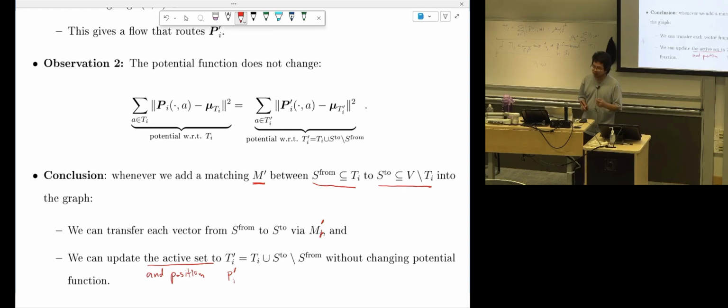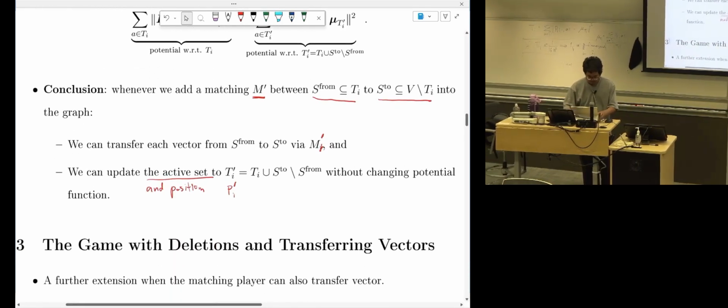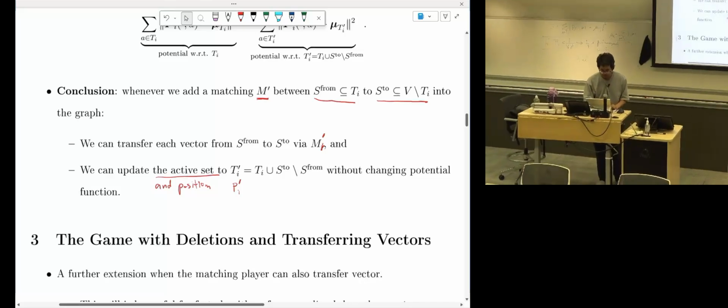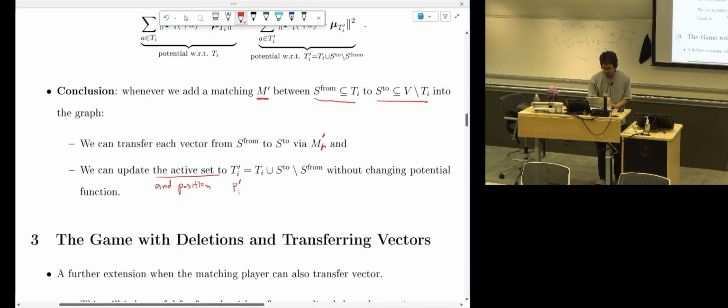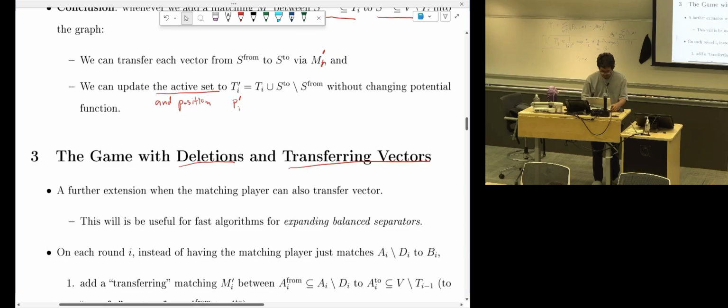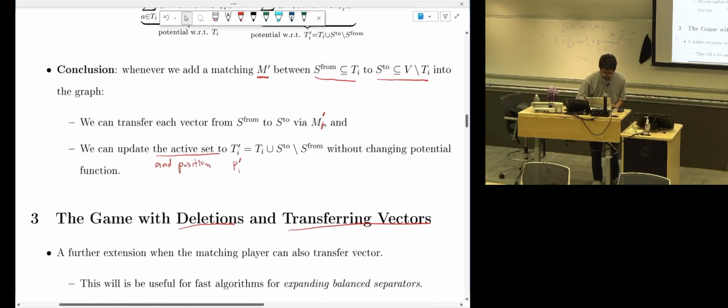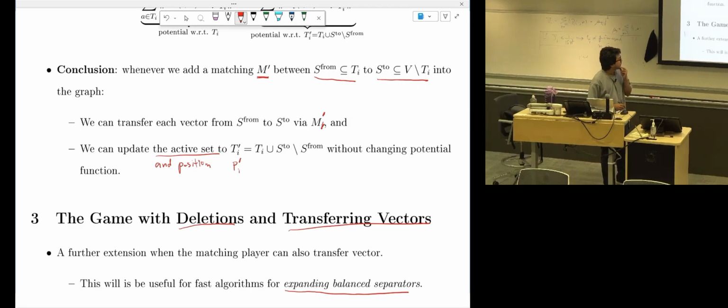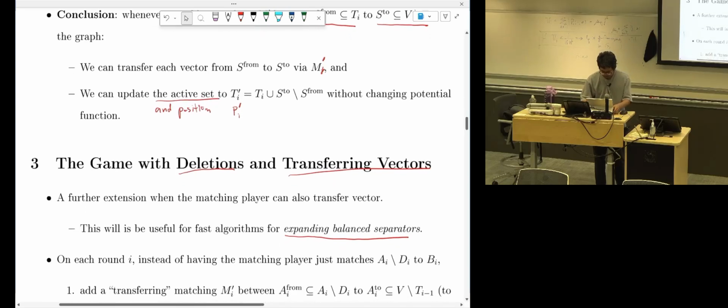Okay. So now I can define the game when you have both deletion and you can transfer the vectors. This is a version that is going to be useful when you find an expanding balanced separator. So imagine this.